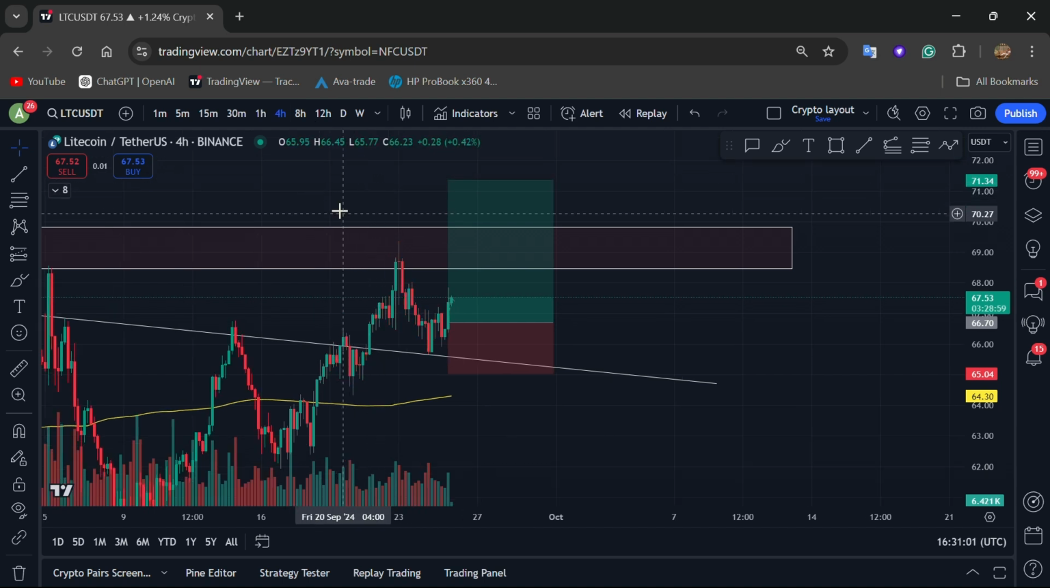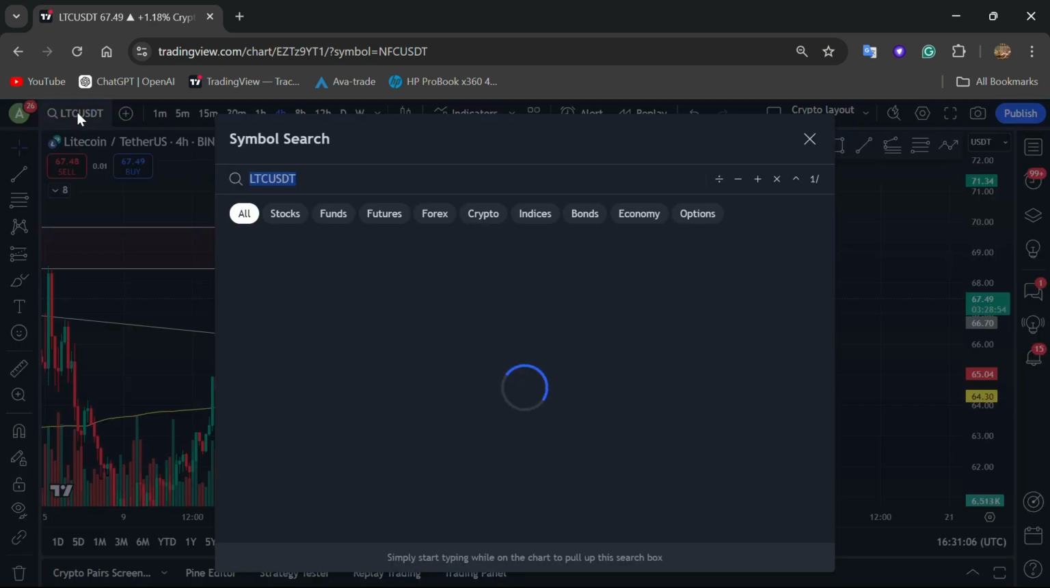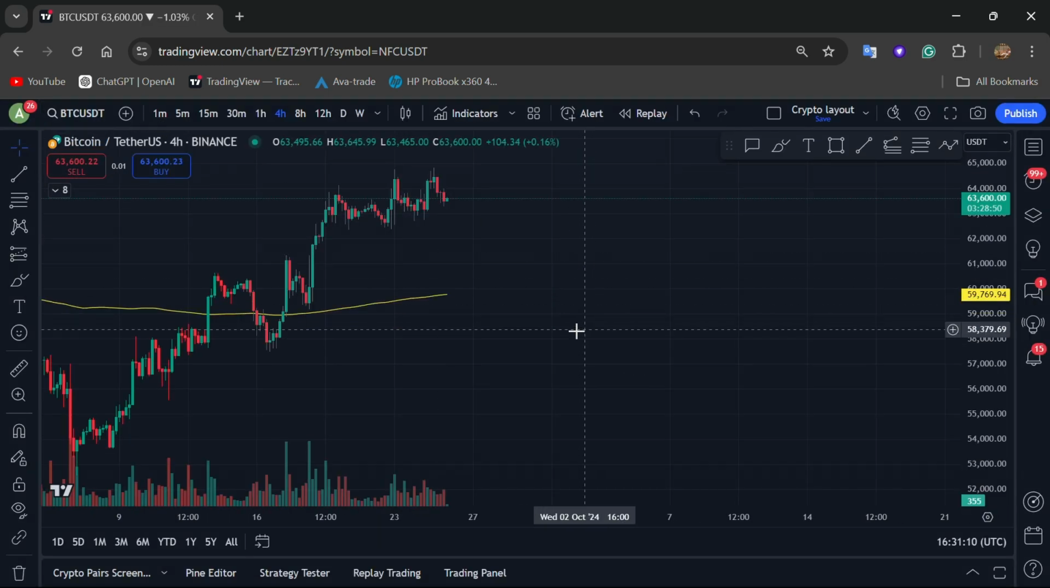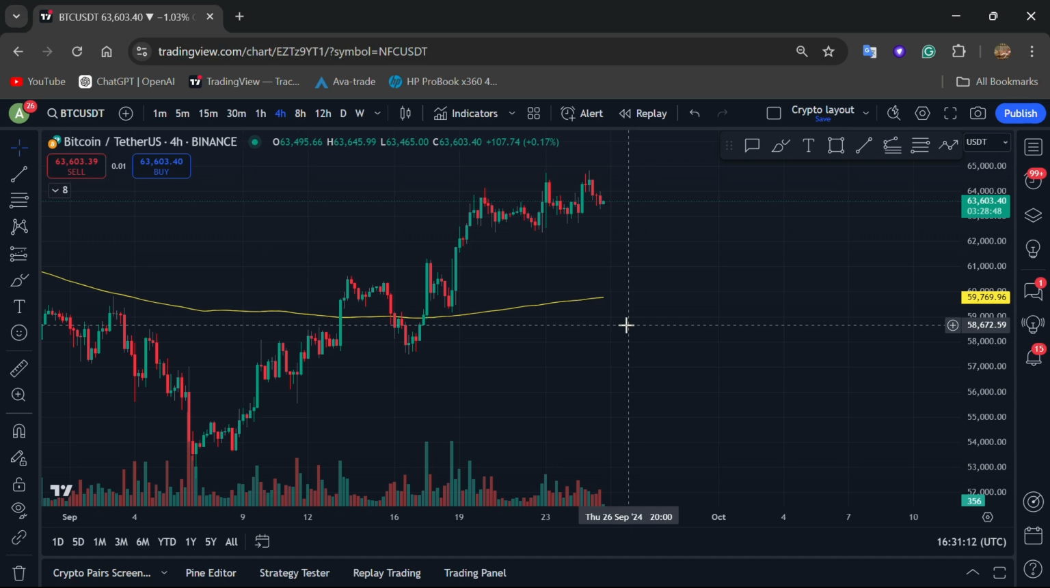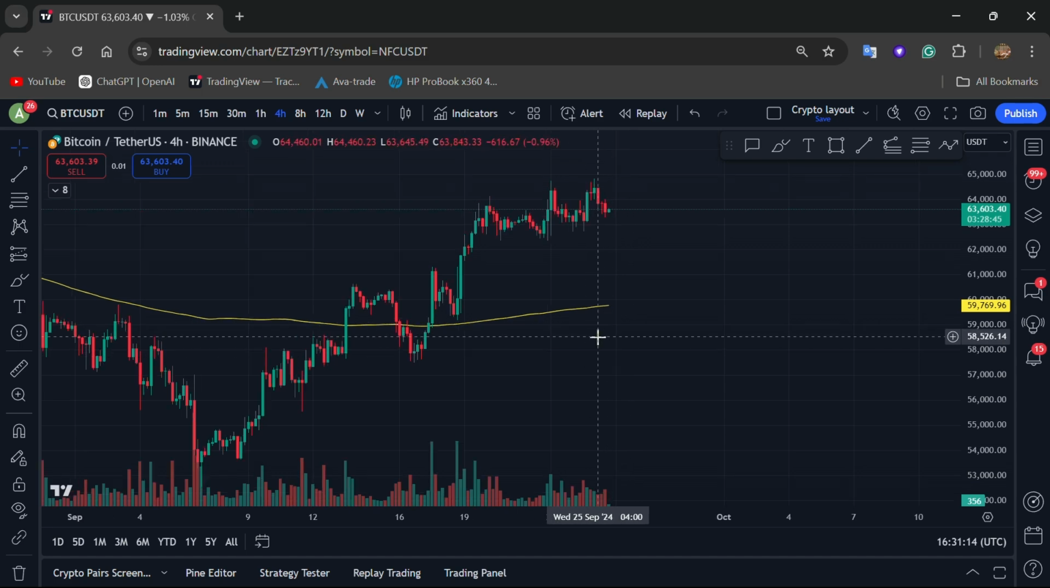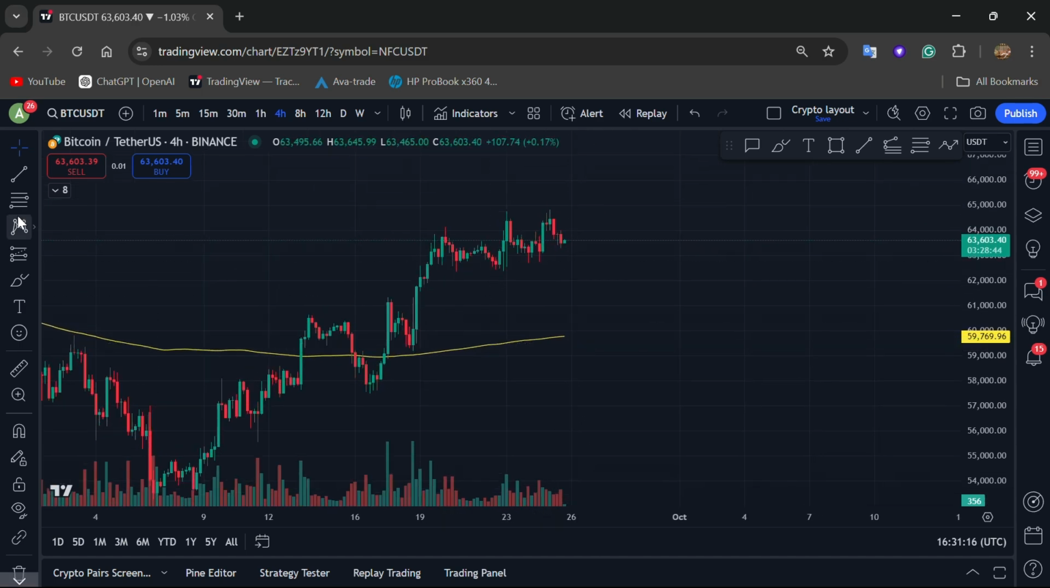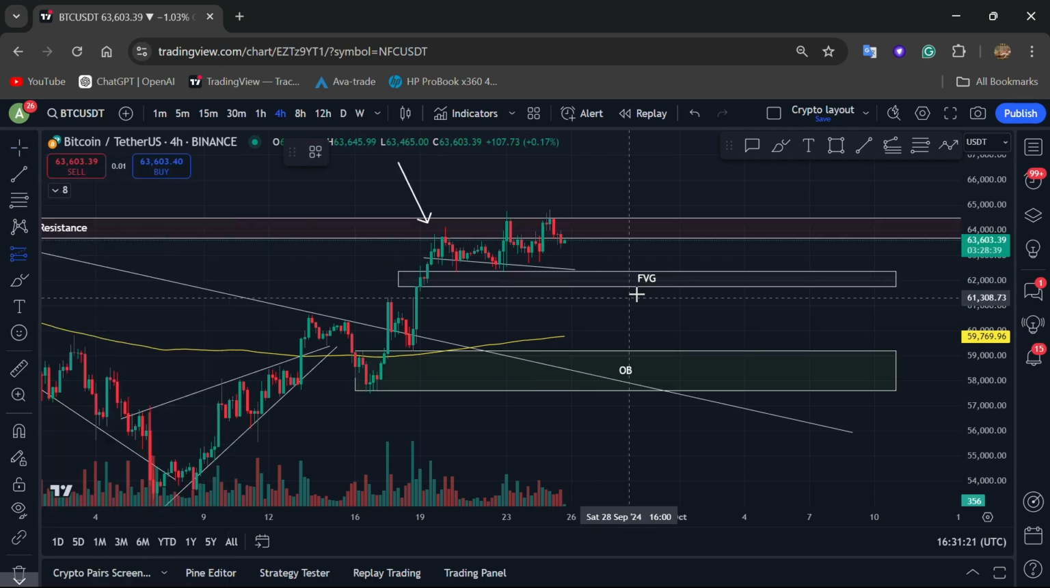Also, you can change the assets or the trading pairs here, top left. Just say we go to Bitcoin, BTC USDT. This is the chart. Also, when I send the signals, it's here. Let's just make a long position.